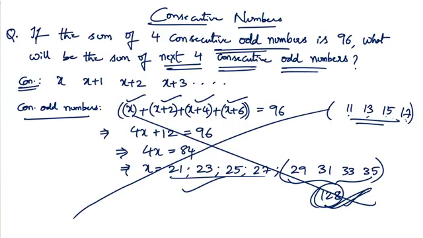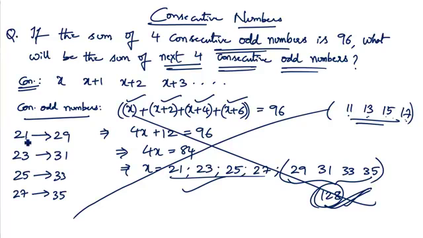How do you deal with this kind of question on consecutive numbers in a smart way? Try and understand. The simple logic here is as follows. The numbers were 21, 23, 25, 27. The technique goes as follows. What will be the next 4 numbers? What comes after 27 will be 29, then 31, then 33, and then 35.